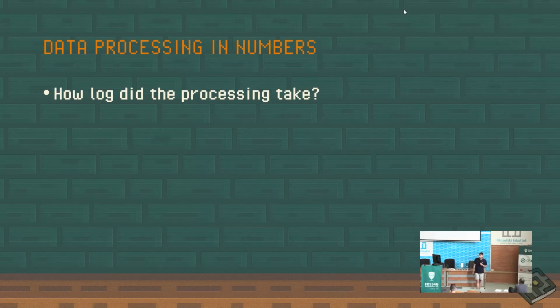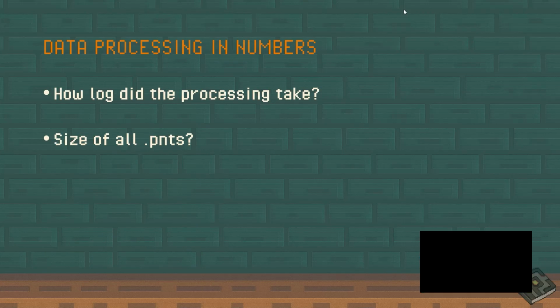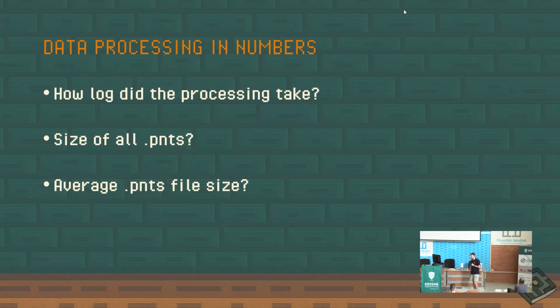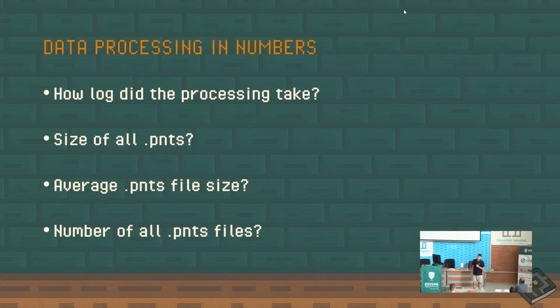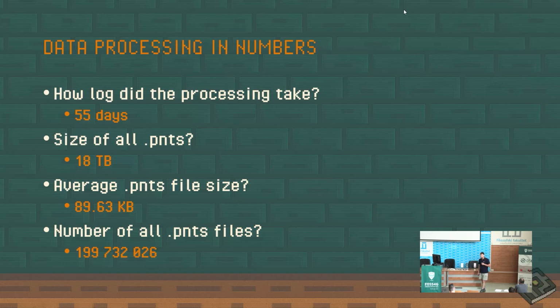So let's talk numbers. How long did it take to process the data? What was the size of all of the PNTS files? What was the average size of a PNTS file? And what's the number of all of the PNTS files? It took around 55 days, so about 24 hours per block. The complete size was 18 terabytes, where a single PNTS file was around 89, let's say 90 kilobytes. And we got just shy of 200 million PNTS files. 200 million PNTS files. So, a lot.